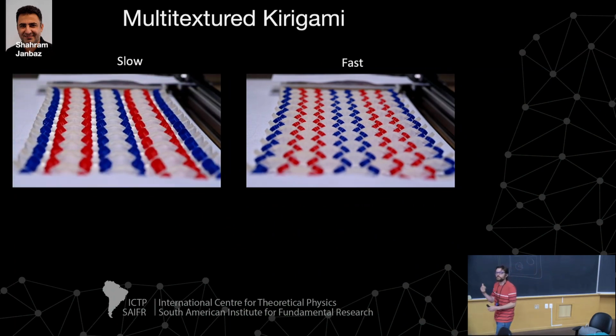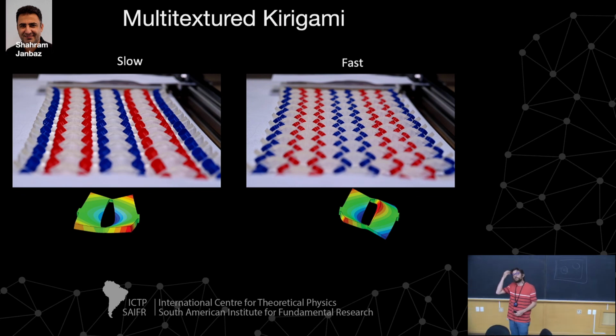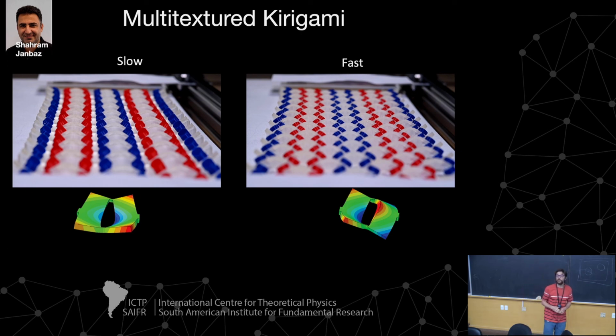So potentially, I think with kirigami, for instance, this idea of combinatorics, you could take it to kirigami, perhaps, and maybe then use this approach of having a stimuli-responsive material, or something that depends on strain rate or on heat, to actually design something that has more than one shape.